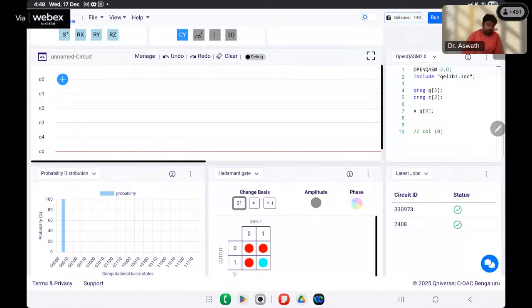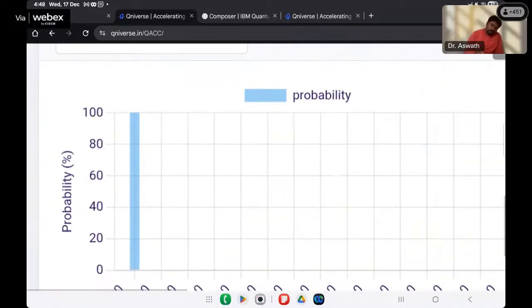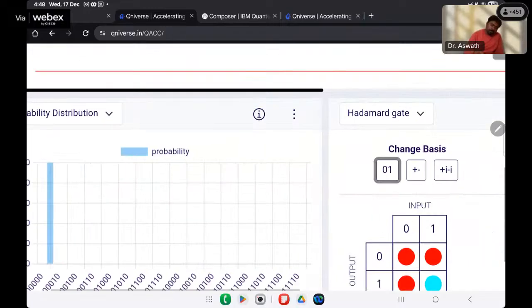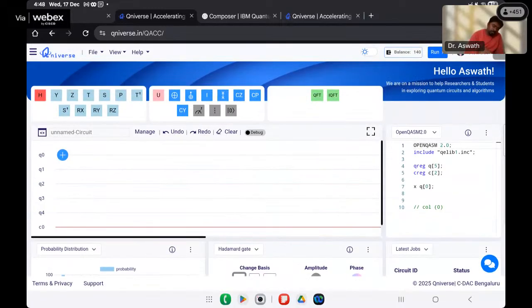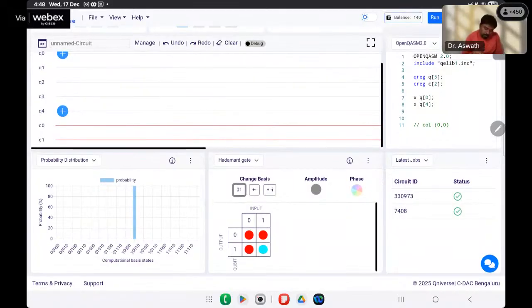Okay, so if I make Q4 also 0, please notice, Q4 is coming at the right extreme. Let me change Q4 to become 1. Let me see now what the output is. Now you have to count. The first one is 1 2 3 4 5 6 7 8 9, right? 1 2 3 4 5 6 7 8 9.